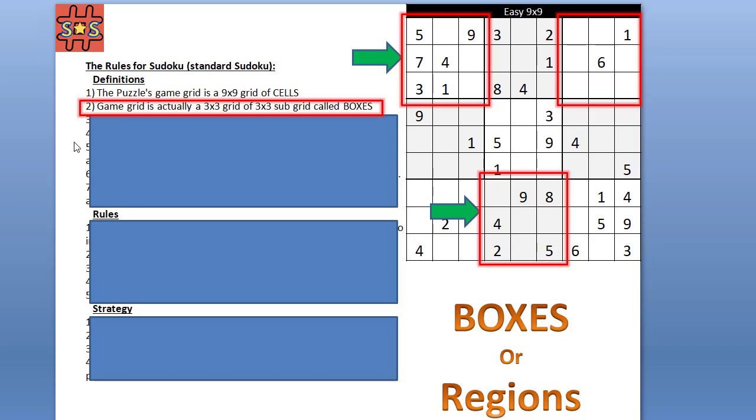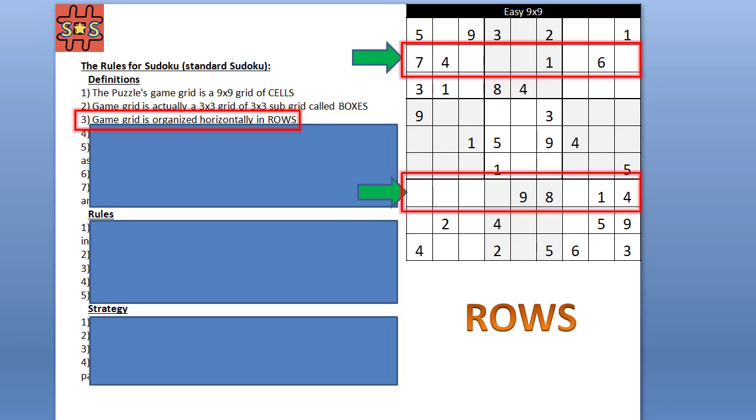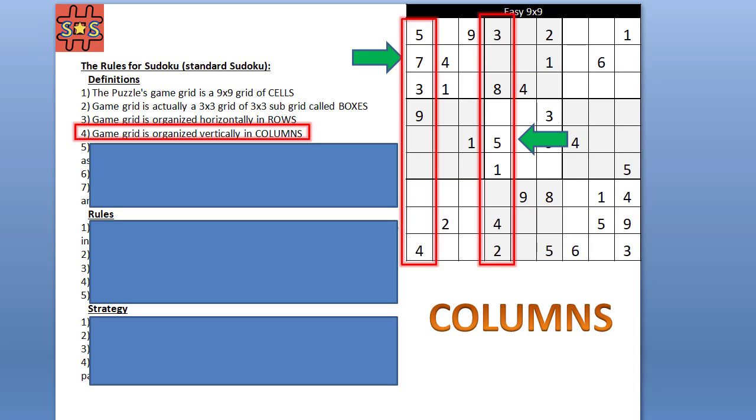Now, that game grid can be broken down into what are called boxes. Boxes are these 3x3 pieces of the game grid. Some people call them regions, but going forward, I will always call those boxes. The game grid is organized horizontally in rows, and they're stacked row 1 through 9. And it's organized vertically in columns, column 1 through column 9.